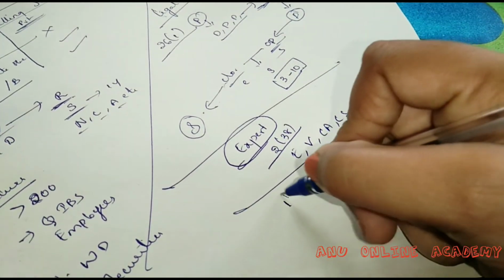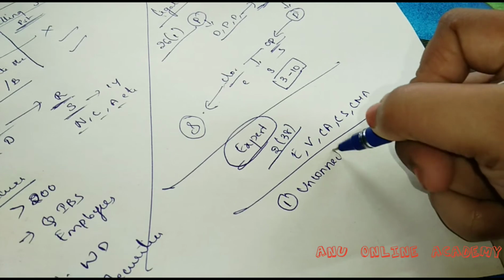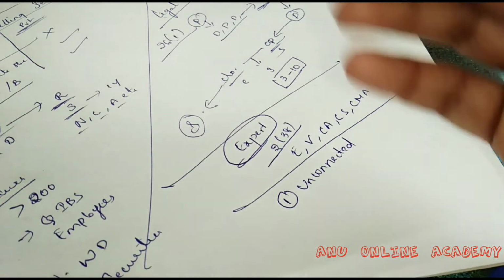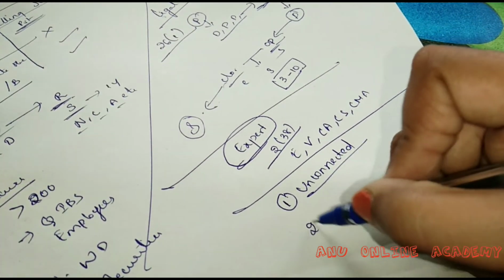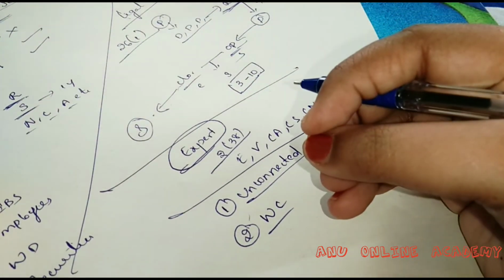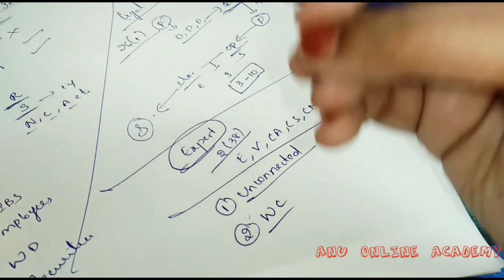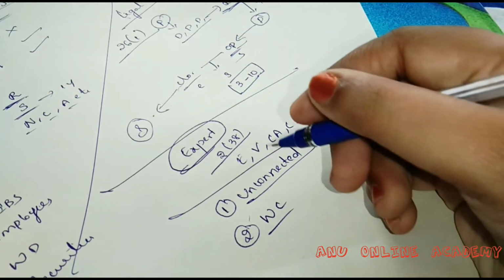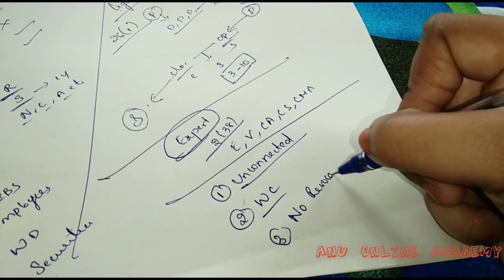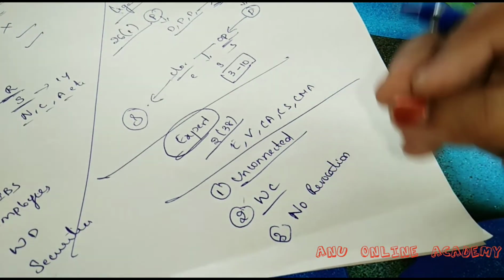In that, first one, unconnected. The expert must be unconnected with the company's formation and management. And the next one, written consent. The expert statement will be included if he has given express consent for this in writing. And the next one, no revocation. The expert must also confirm that he has not withdrawn his earlier consent.